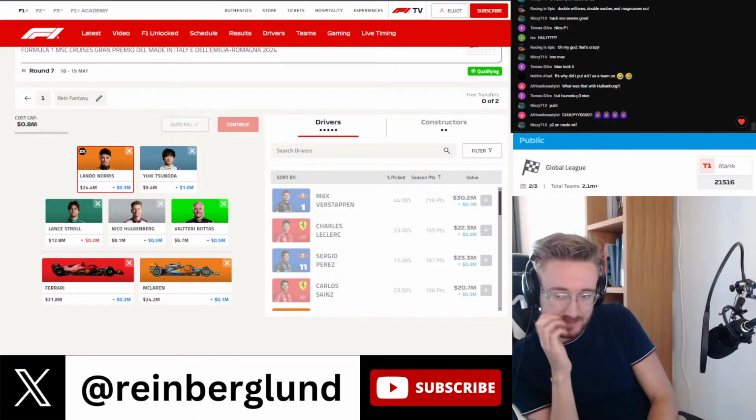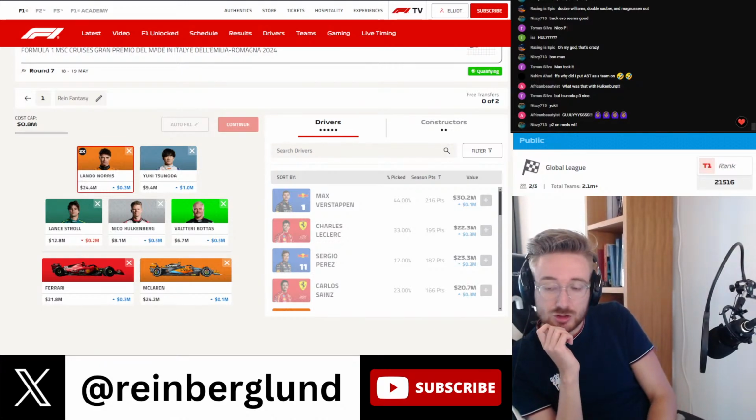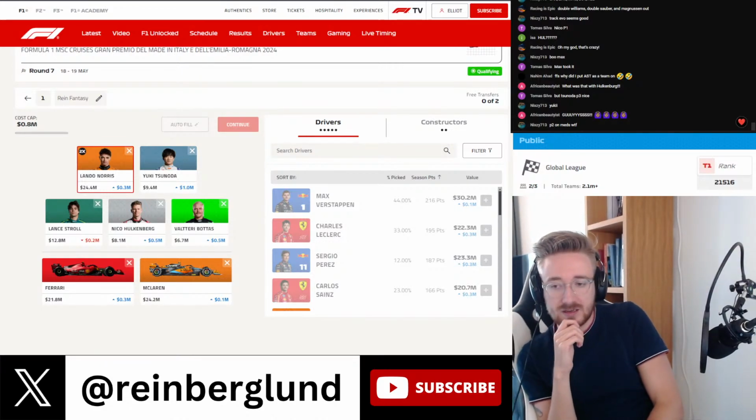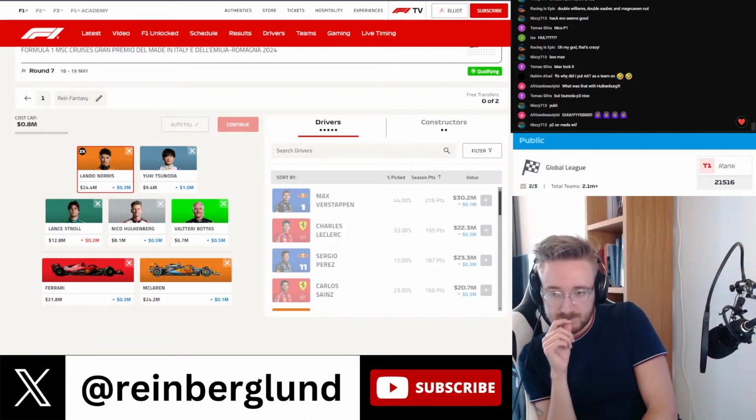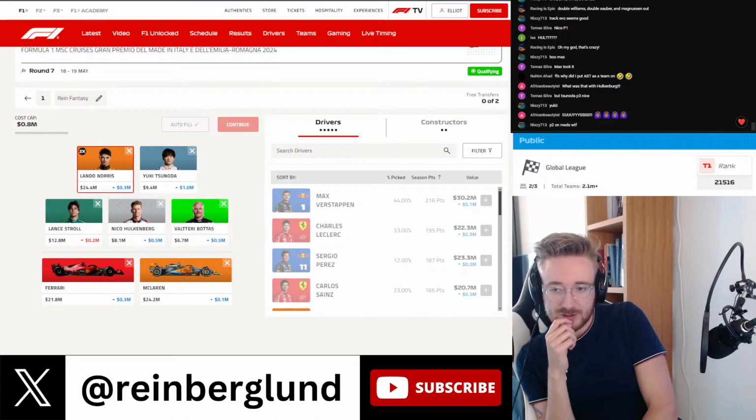Alonso and Magnussen. Hamilton just barely making it, but I don't think he did a final lap. I don't think Hamilton did his final lap because he knew he was safe. The commentators are talking about Hamilton just making it through, but I'm pretty sure he didn't do a final run. I think he went back into pits when he saw he was safe.